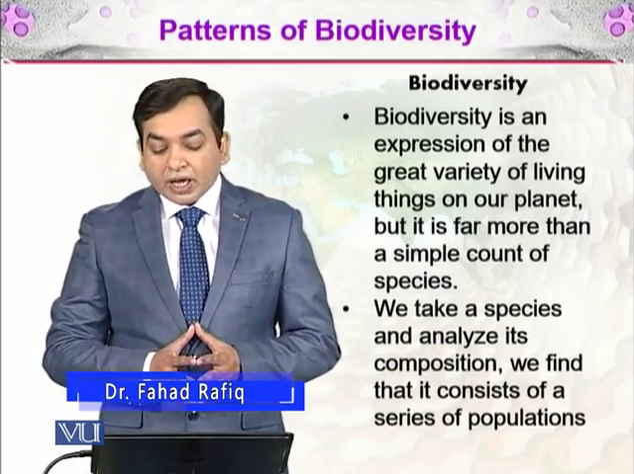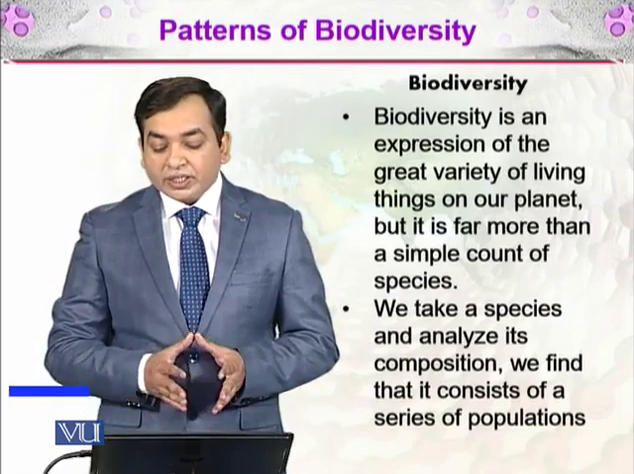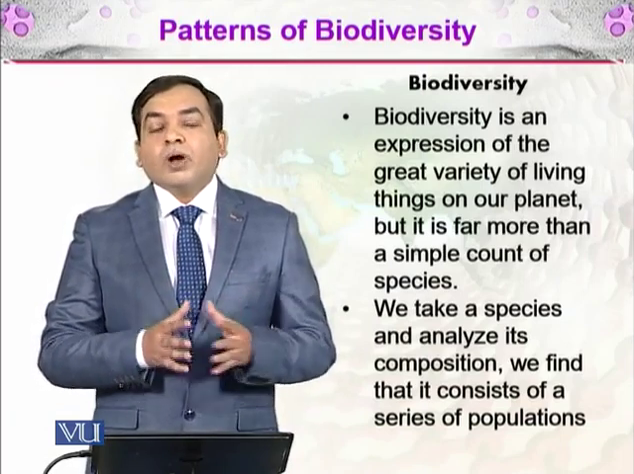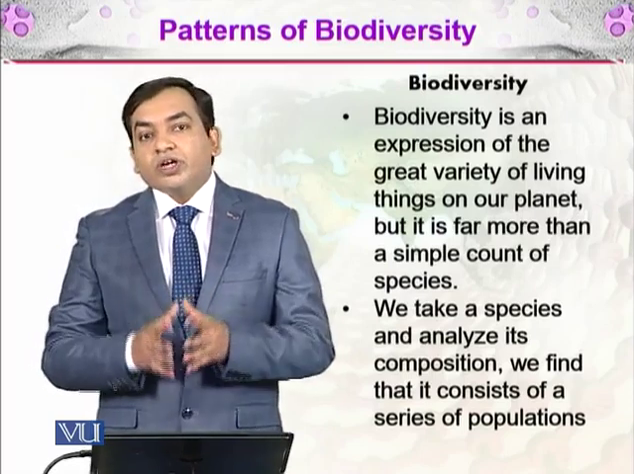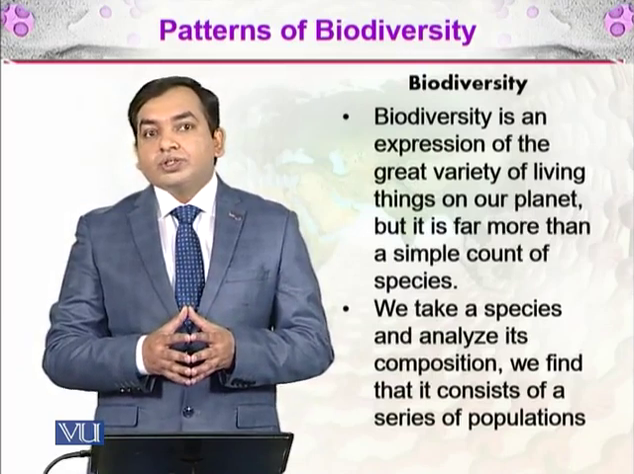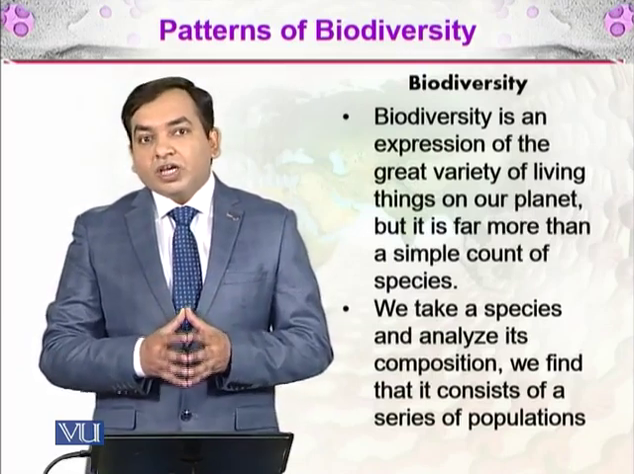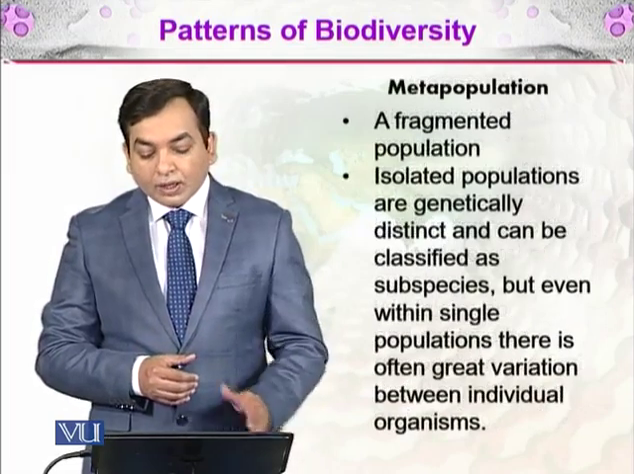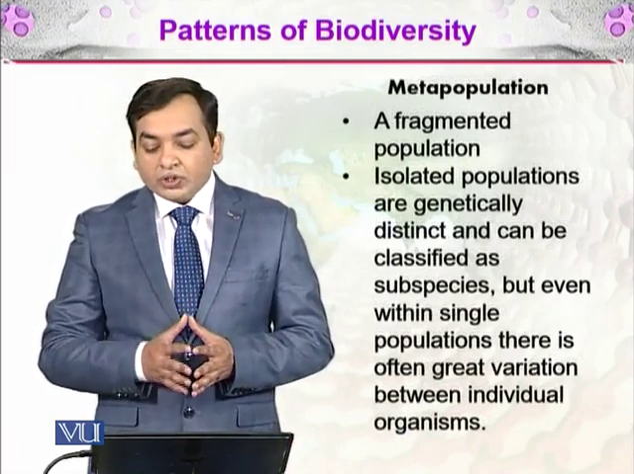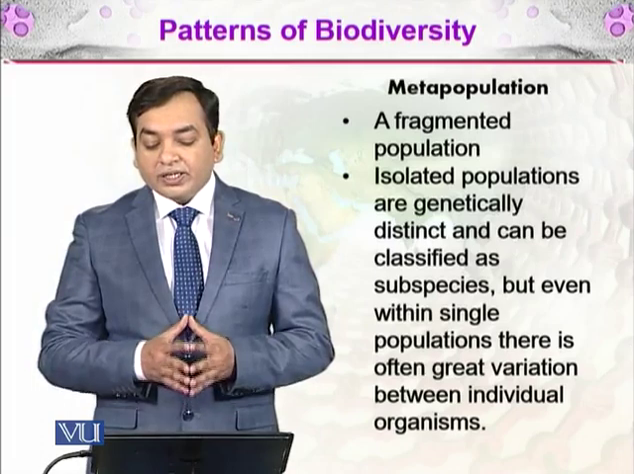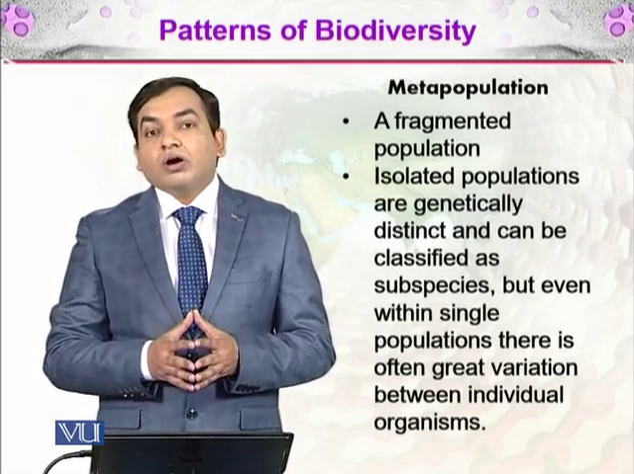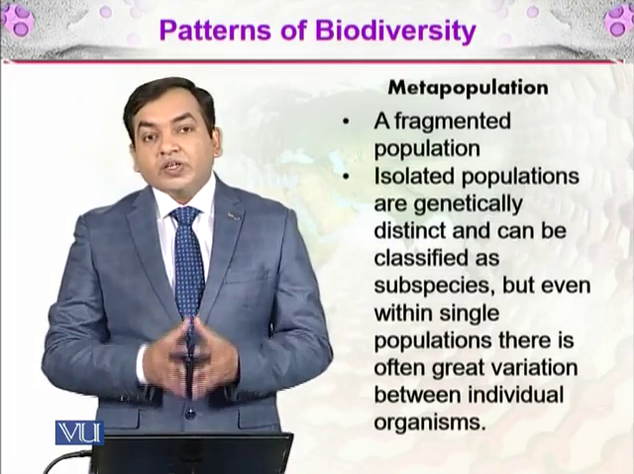We take a species and analyze its composition, and we find that it consists of a series of populations. Different populations are living in different areas, and these subpopulations are living isolated from each other. So this results in a fragmented population. The isolated populations are genetically distinct and can be classified as subspecies if they are genetically distinct enough.